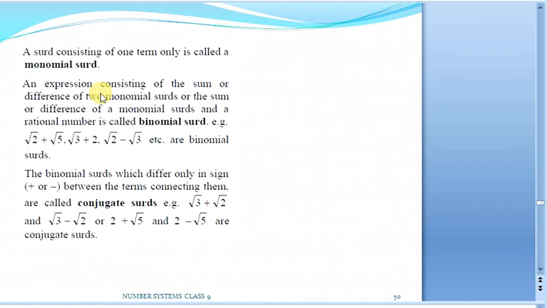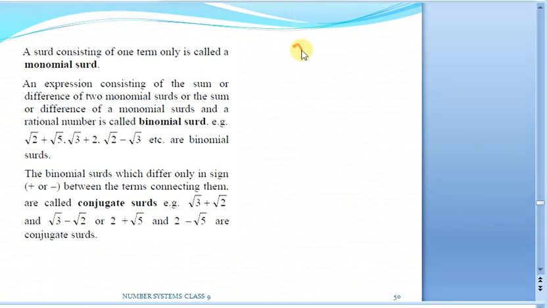So already we know a single term is a monomial. Nomial means term, mono means 1, bi means 2. So binomial, trinomial, like this classification we have already used for algebraic expressions, if you remember. So now see, we use a monomial surd.